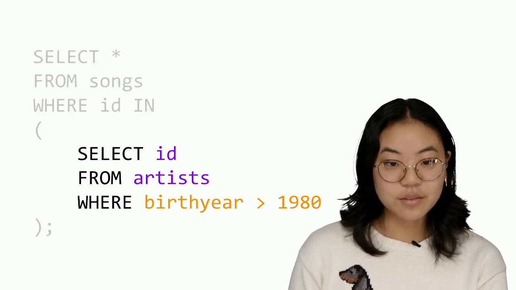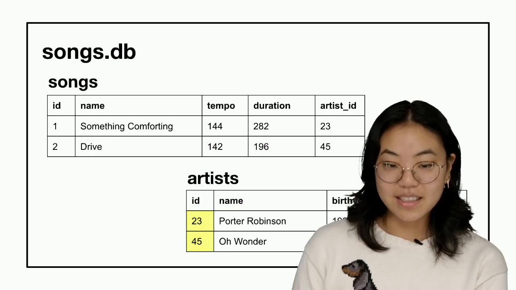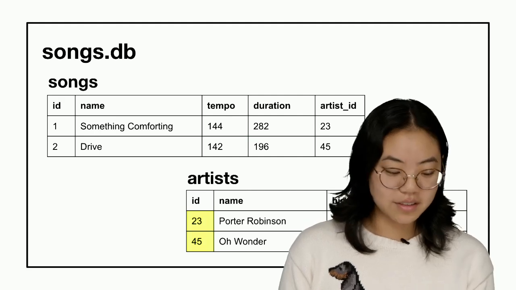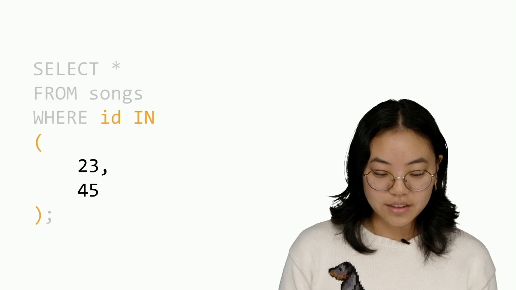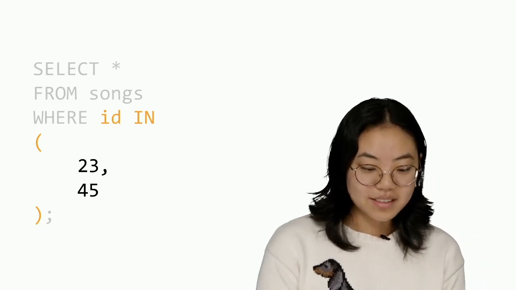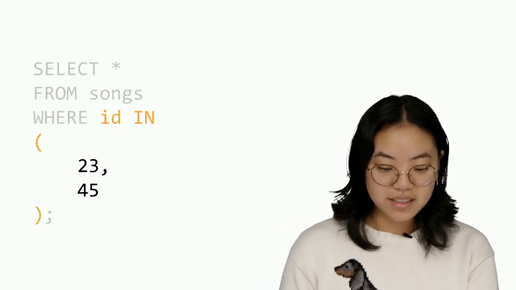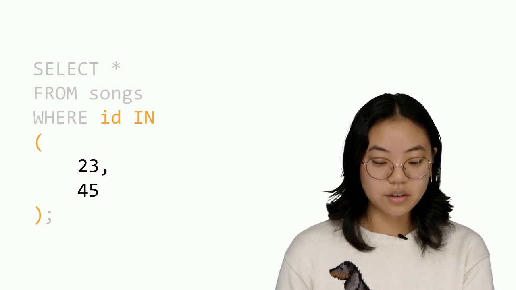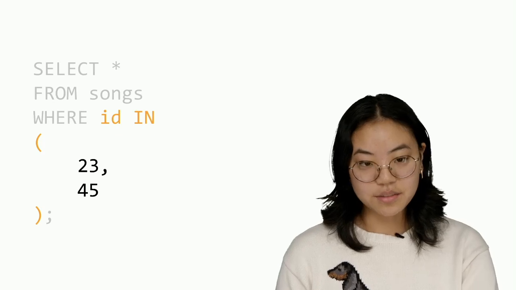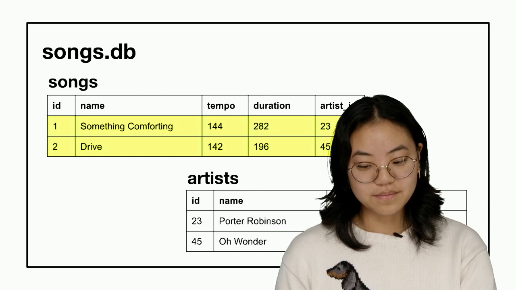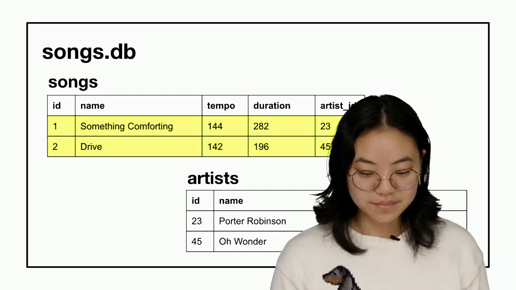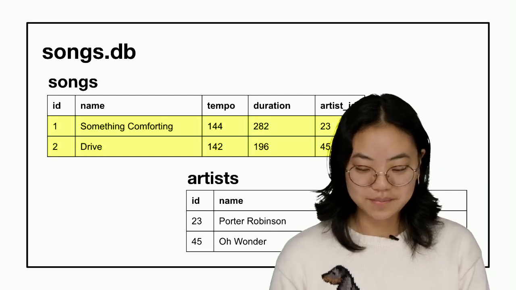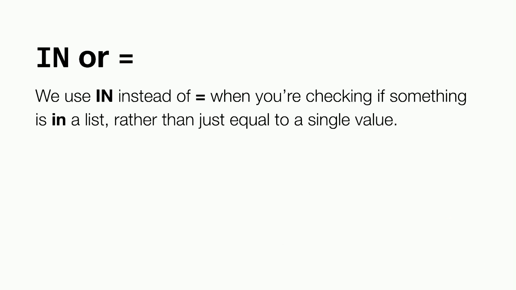So if I run that inner query, I can see that both of these artists here are born after 1980. And so we would sort of get a list like so. And then we're just looking to see whether a song's ID, or artist ID, I should say, is in this list of artist IDs. Okay, and then it would give us these two songs. So just to recap here, we use in instead of the equal sign when you're checking if something is in a list, rather than just equal to a single value.